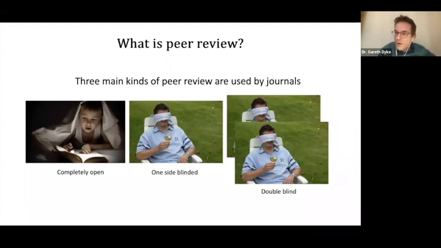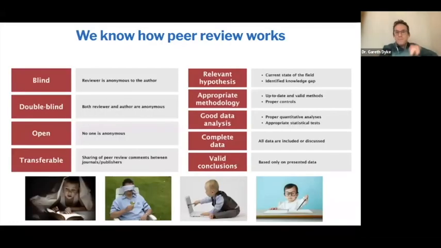If you've been through the process yourself, probably you've been through the one-side blind process. So here's a bit of a summary of that all over again. There are other forms of peer review as well. One of the most common additional kinds that you may also have come across in your research career so far is transferable peer review. That's where comments from one set of peer reviews get transferred over to another journal if the paper gets rejected.